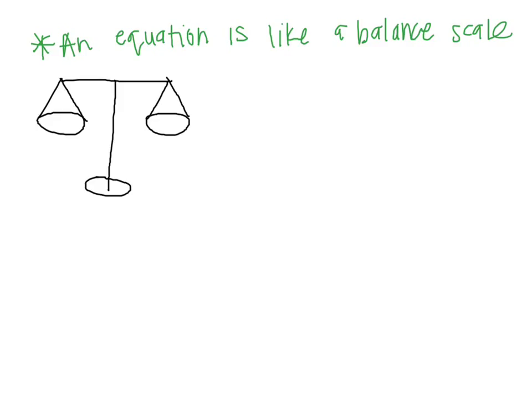So here's my horrible drawing of a balance scale. Remember, in a balance scale, if you put something here, then this side's going to drop down and this side's going to go up. We want to keep it centered and balanced right here. So think of your equation as if this pivot point is where your equals sign is. So the pivot point is like the equal sign.